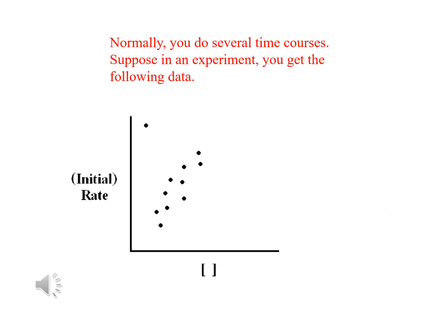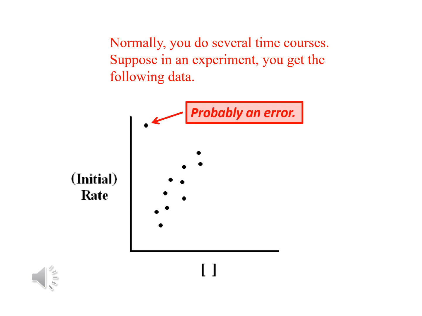For example, let's say you did several time courses and this was the data that you got when you graphed it. More than likely that outlying point is probably an error, and more than likely you can eliminate it. The thing about it is there's a test in statistics called Q subcritical, which allows you to calculate the probability that you can eliminate a data point.